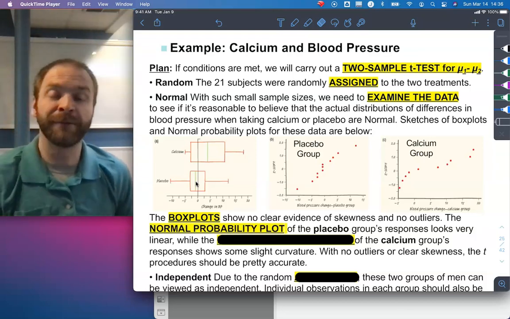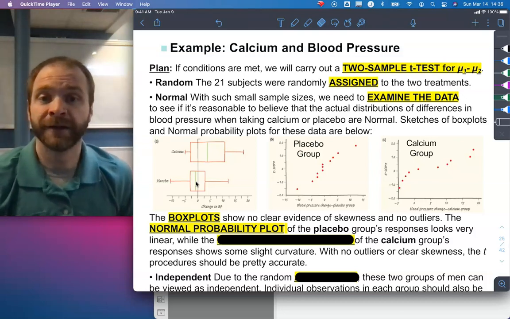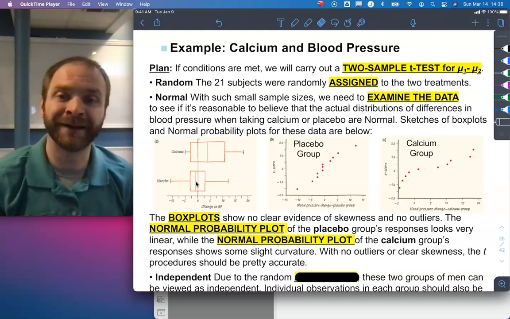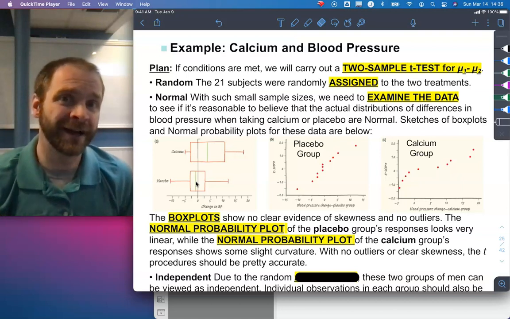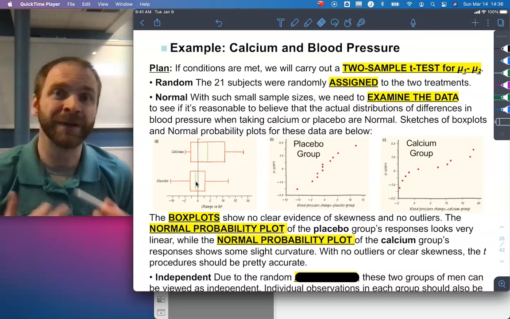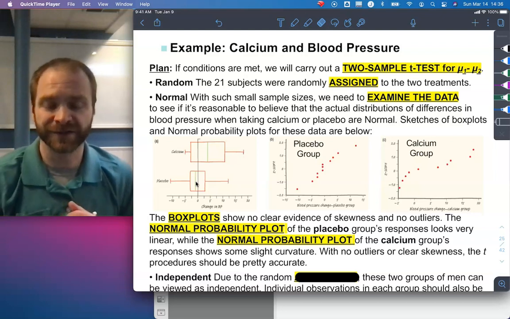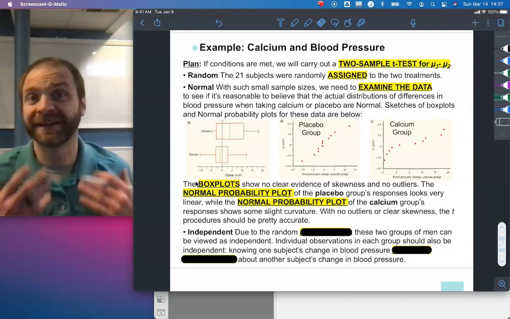Now, the normal probability plot of the placebo looks roughly linear. But if you look at the one with the calcium group, the normal probability of that one, there does seem to be slight curvature. But since there's no outliers and there's no clear skewness, we can proceed cautiously with t procedures. And now independence. When we're looking at independence, it's an experiment.